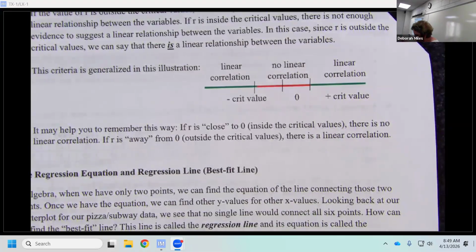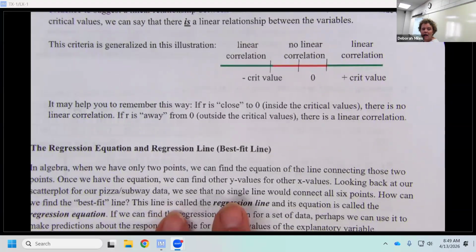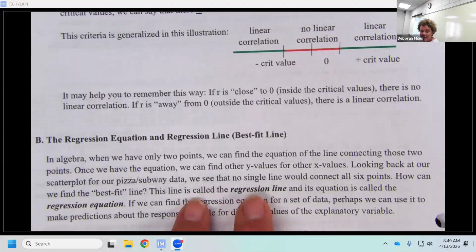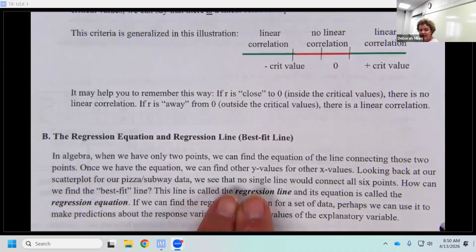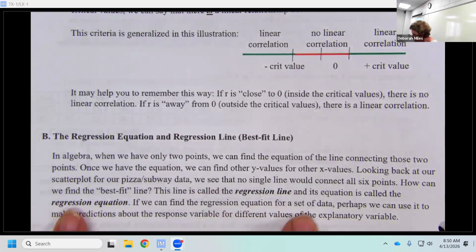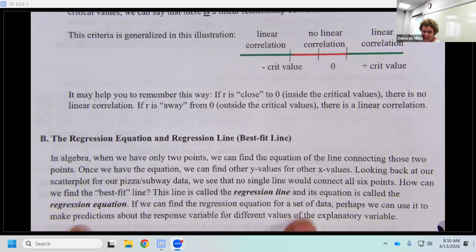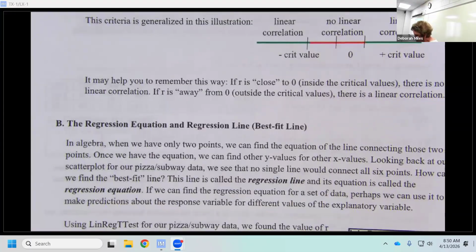If I plug that subway data, well, let me back up a second. The line, if you draw it, is called the regression line, and the equation that gives you that line is called the regression equation. If we can find the regression equation for a set of data, then maybe we can use it to make predictions.